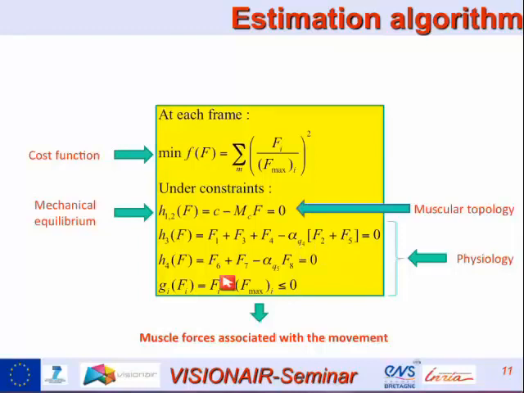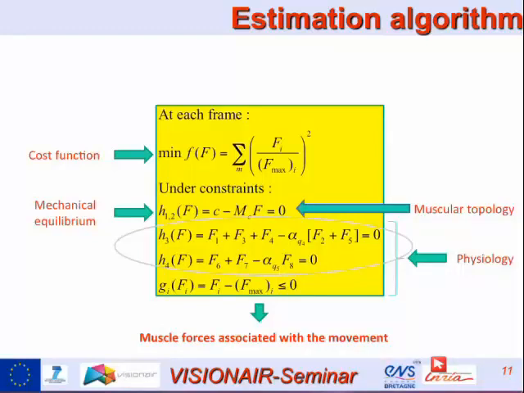And here it's simply not to overload the muscle and not to be over the maximum forces it can develop. So with this minimization under constraints, so we solve that with a minimization algorithm, we obtain the muscle forces associated with the movement.